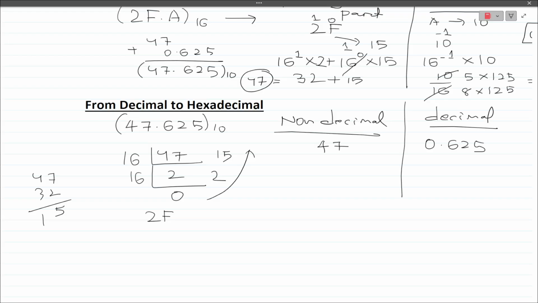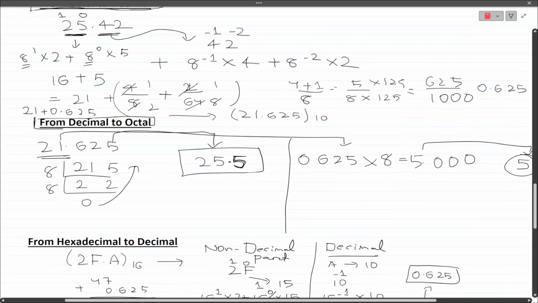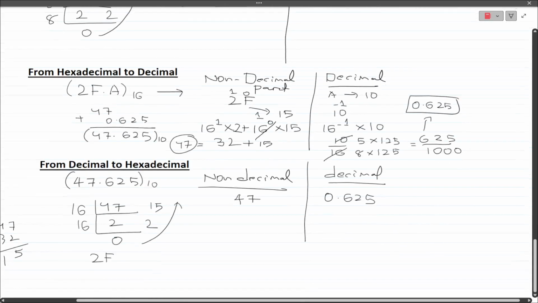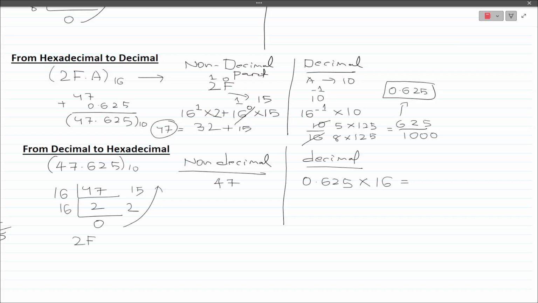Now thinking about my decimal part. What were we doing to our decimal part when we were converting decimal to octal? We used to multiply it by 8. So here, as I'm talking about hexadecimal, I will be multiplying it by 16. Approximately it will come to 10. Directly we cannot write 10, so I will be writing A.